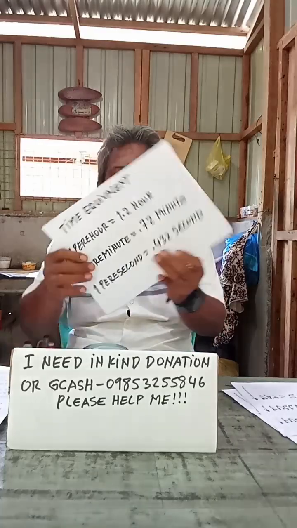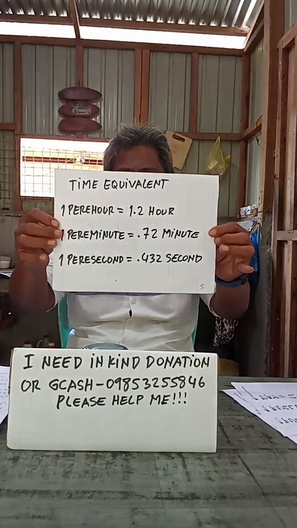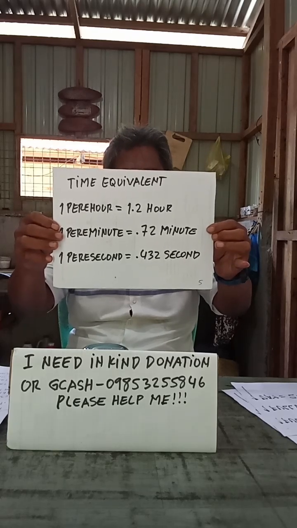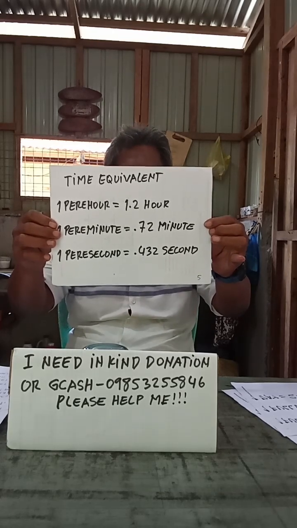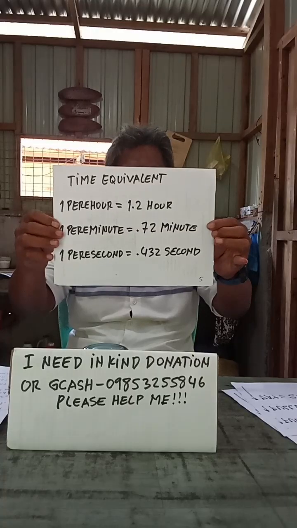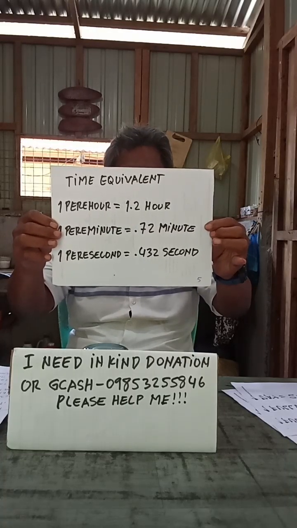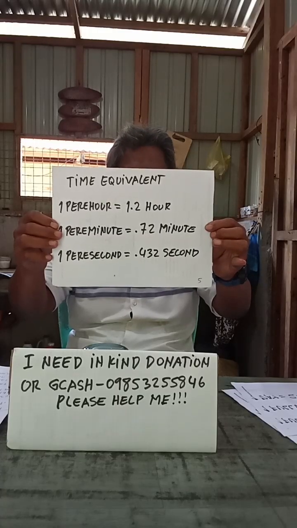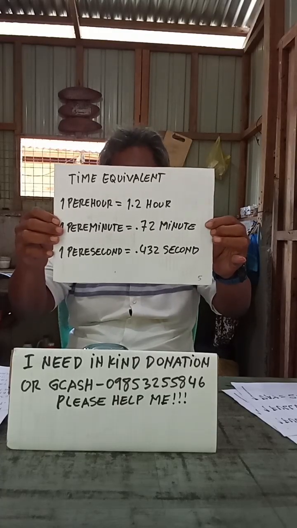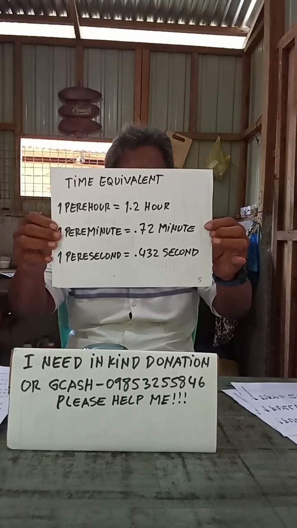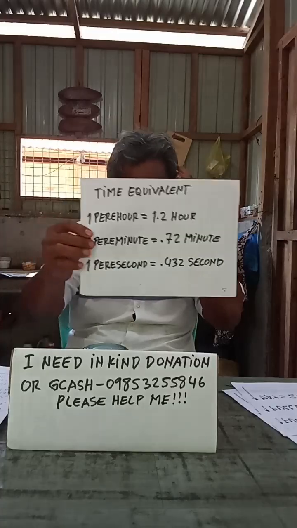And the time equivalent of Peregrino Sienes Time to standard time. 1 per hour PST is equal to 1.2 hour standard time. 1 per minute PST is equal to 0.72 minute standard time. And 1 per second PST is equal to 0.432 second.